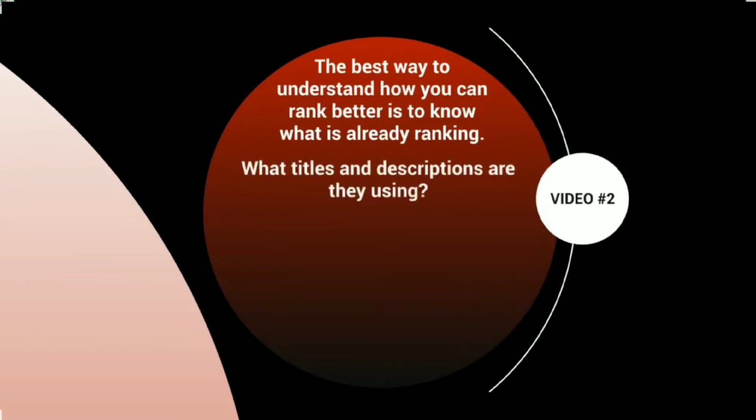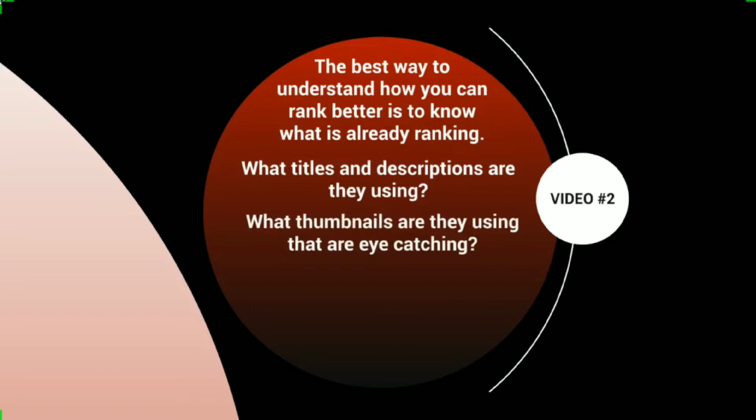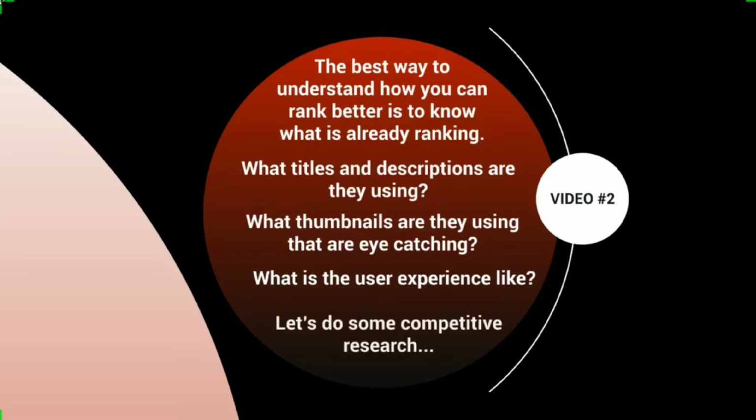The best way to understand how you can rank better is to know what is already ranking in your niche or your market. So what we want to do here is analyze the videos that are on top. I want you to specifically look at what titles and descriptions they are using, what eye-catching thumbnails they are using, and what the user experience is like when you click through those videos. So let's go ahead and do some competitive research.